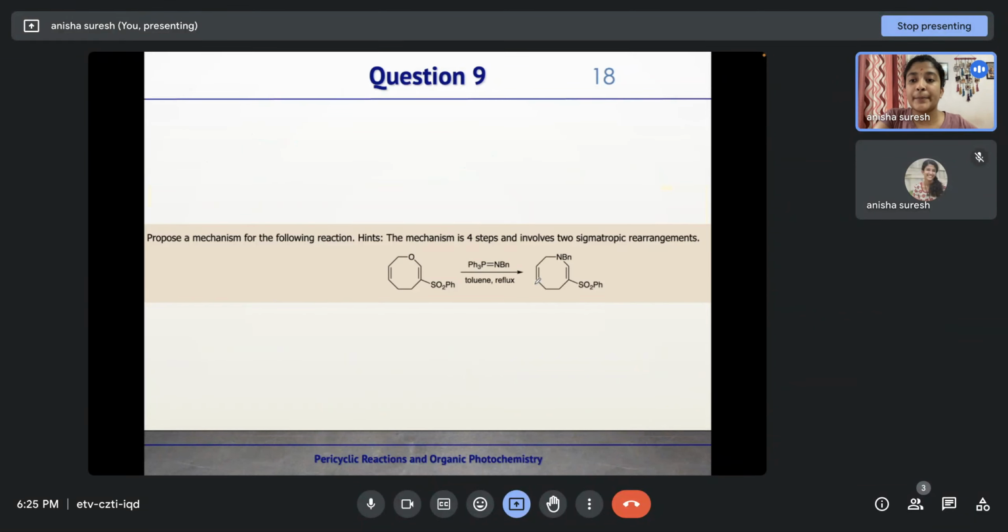Now coming to question number 9. Propose a mechanism for the following reaction. So the mechanism involves 4 steps, which involve 2 sigmatropic rearrangements. So this is the starting material. It is getting converted into this product in the presence of this Wittig salt and under reflux condition. So we have to draw the mechanism for this reaction.